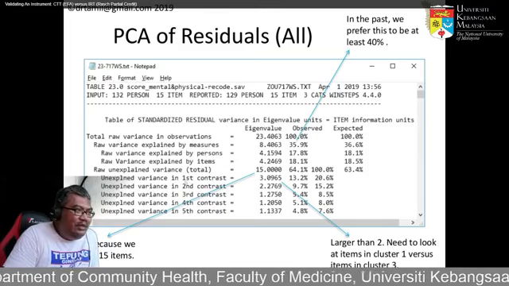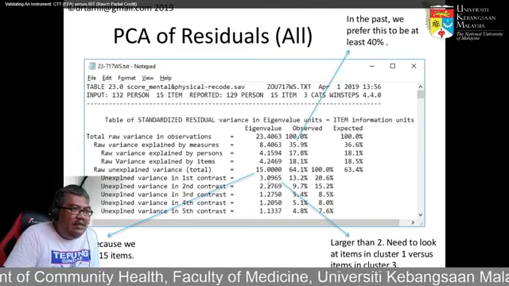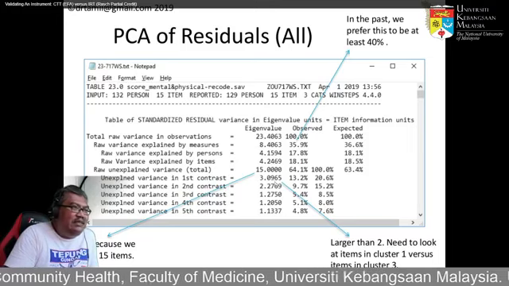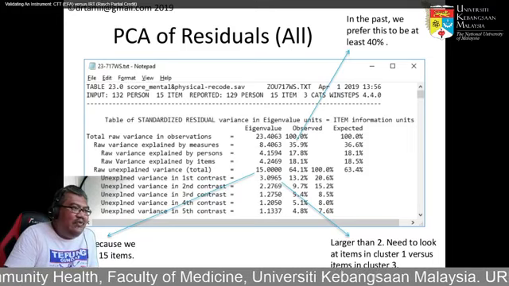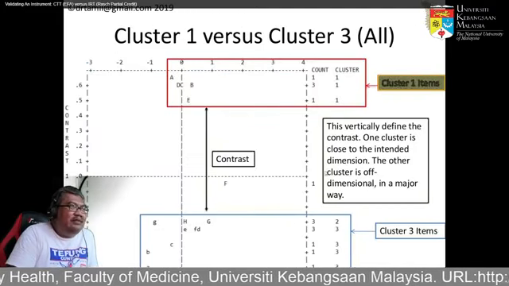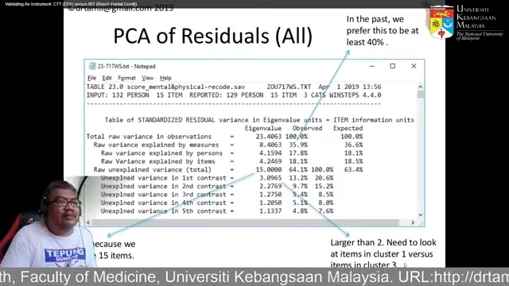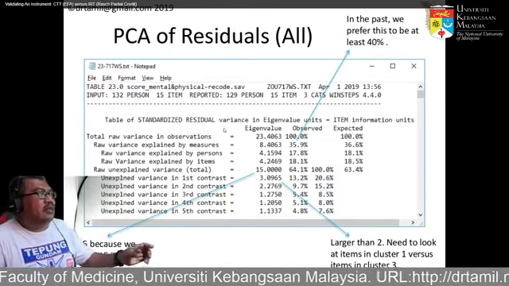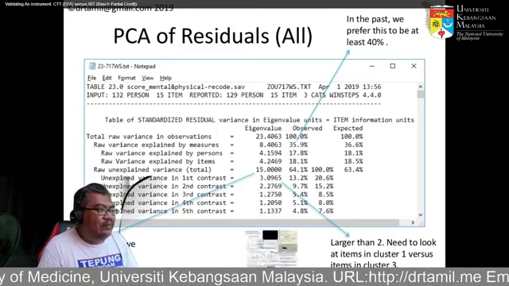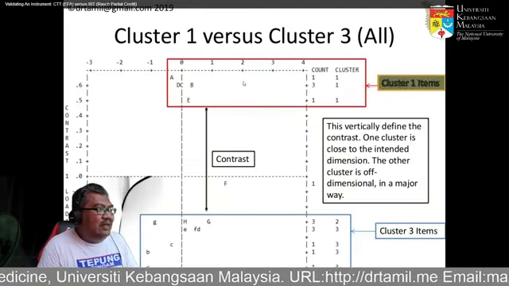But now the bigger issue here is the variance in the first contrast. We have 3.09, which is larger than 2. Since it is larger than 2, chances are we have issues of multidimensionality. So we look at this table. What table is this? This is all under table 23 under Rasch. You scroll down further, you get this one.